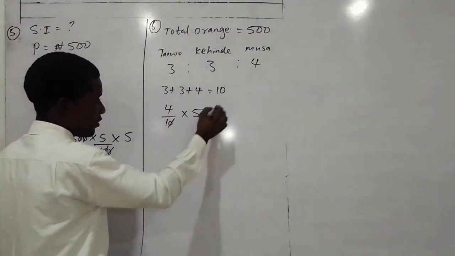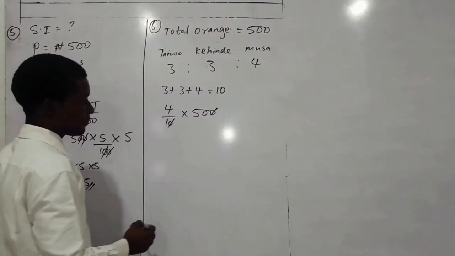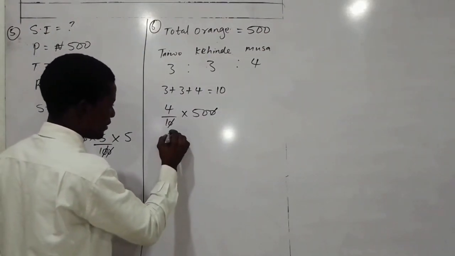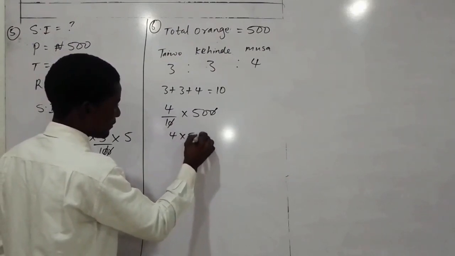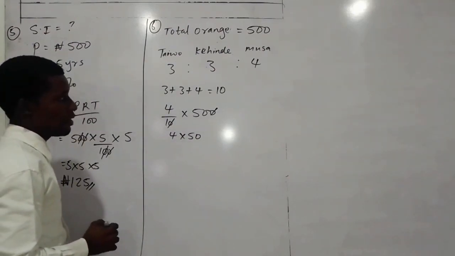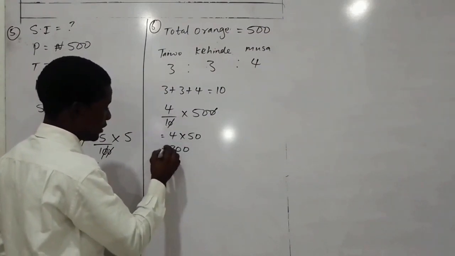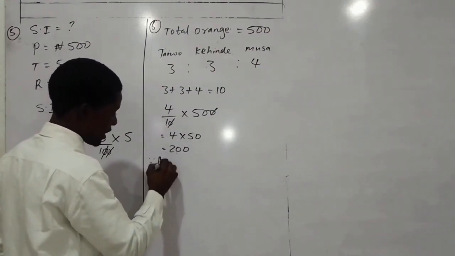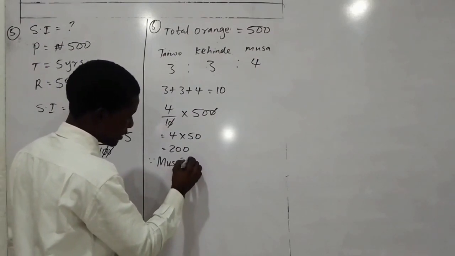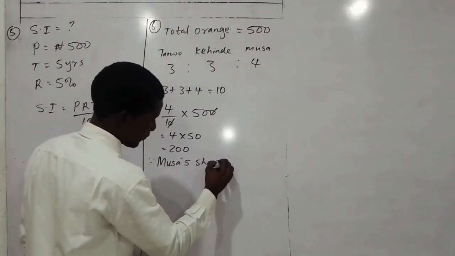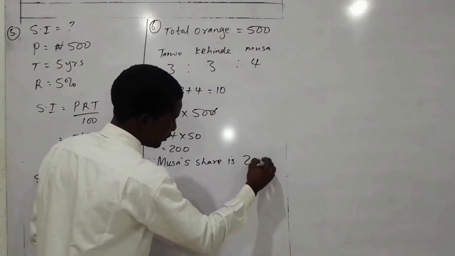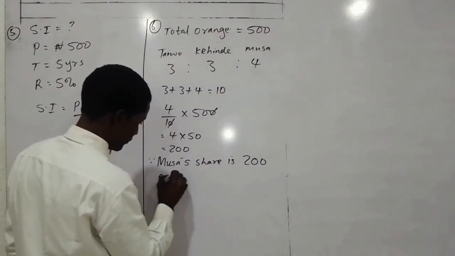So we can reduce our number here. So we are having 4 times 50 left. So 4 times 50, what is that going to give us? 4 times 50 is going to give me 200. So therefore, Musa's share is 200 oranges.